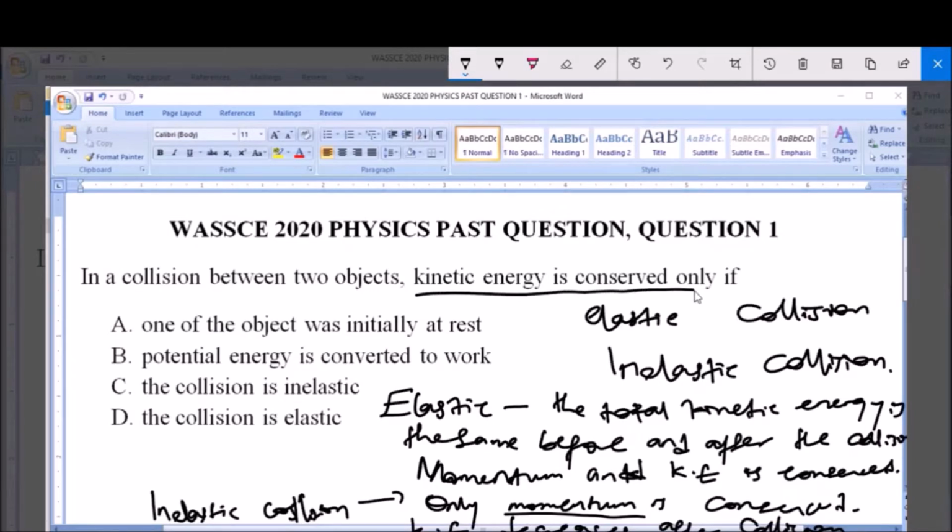Now the question says, in a collision between two objects, kinetic energy is conserved only if the collision is what? An elastic collision. Because in an elastic collision, both momentum and the kinetic energy are conserved. The total kinetic energy before and after the collision remains the same. So the answer to this question is option D.